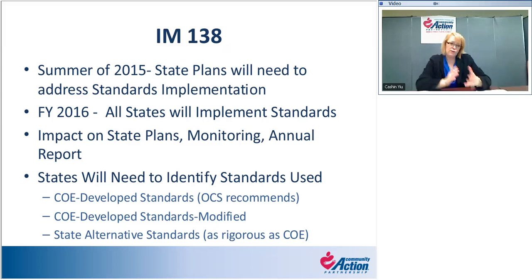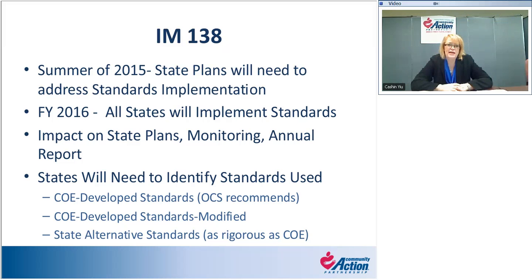We also know across the country, different states have different contract years. Some start 10-1, some start 1-1, some start April 1st. I think we even have a June or a July start date out there as well. So there may be some unique elements around the country about when things kick into gear based on your CSBG contract years. But for the most part, 10-1, 2015, which is the start of federal fiscal year 2016, will be the moment in time where states will need to implement organizational standards. This will have an impact on state plans, an impact on monitoring in the field, as well as the annual report that the states will submit at the close of the next federal fiscal year, where they're going to be talking about how well organizations did in terms of meeting organizational standards.